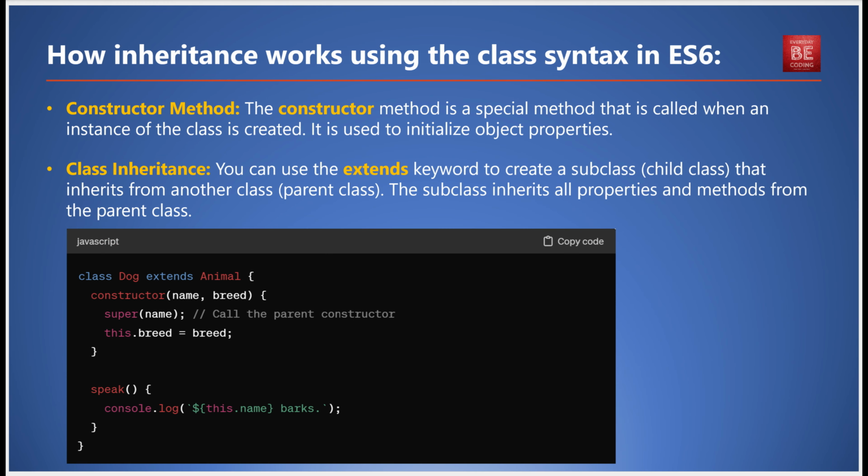Next up is the constructor method, a unique method called whenever a new instance of the class is created. The constructor method is where we initialize our object properties.